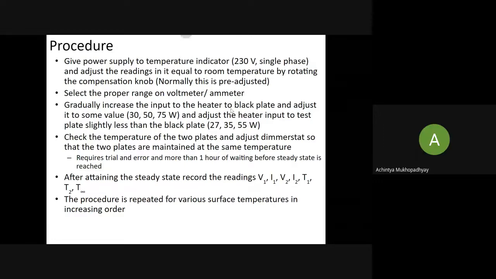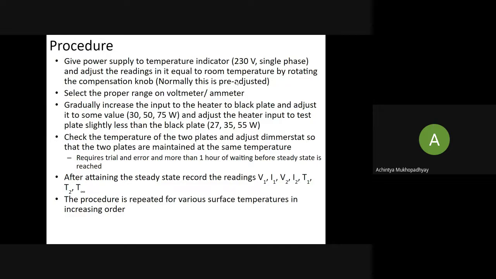So this is the procedure. How will we do it? First you give the power supply to the temperature indicator and adjust the reading in it equal to room temperature by rotating the compensation knob. Normally this is pre-adjusted, so you don't have to do it. Setting the room temperature is called a pre-adjustment step. Normally this is done once and is valid for a long time, so every time you do the experiment, you don't do this. It is already done, because this is very time consuming.